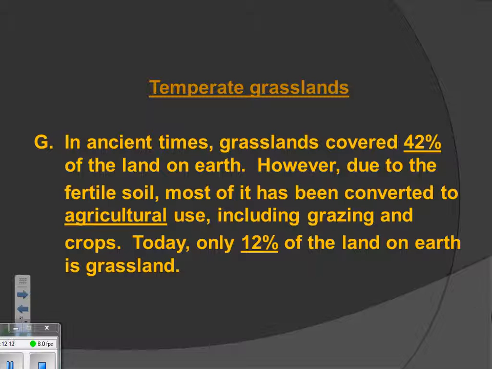In ancient times, grasslands covered 42% of the land on the earth. Now think about that. Of all the exposed land, almost half of it was some sort of grassland. However, due to the fertile soil, most of it has been converted to agricultural use, including grazing and crops. Today, only 12% of the land on Earth is grassland.